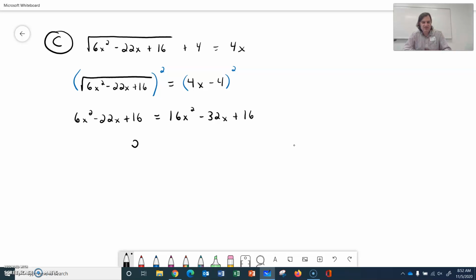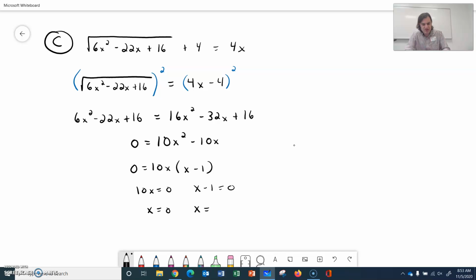But let's move everything to one side. So I'll subtract 6x squared, so that'll be 10x squared on the right. Add 22x, so it looks like minus 10x on the right. And it looks like the 16 goes away. So in this case, we'll pull out a 10x, because we've got 10x squared minus 10x. So that'll leave me x minus 1. So I'm going to get 2 answers. 0 and 1.